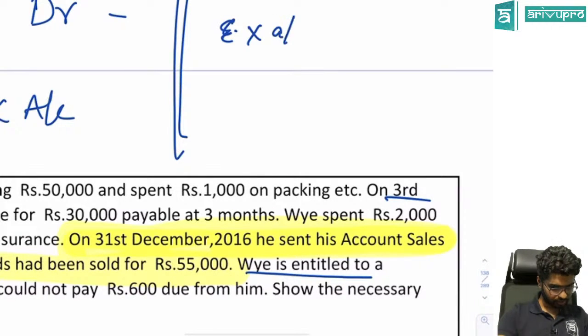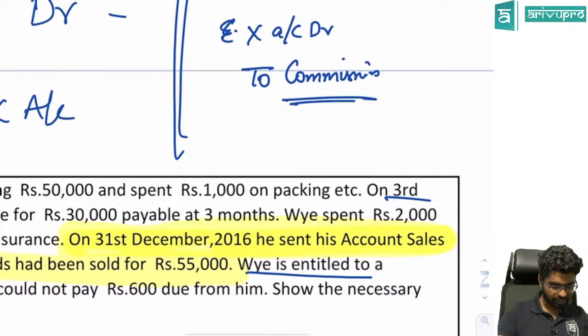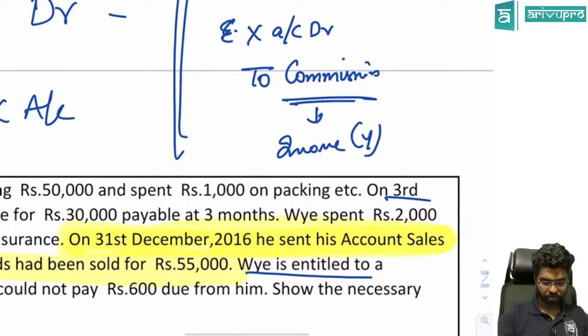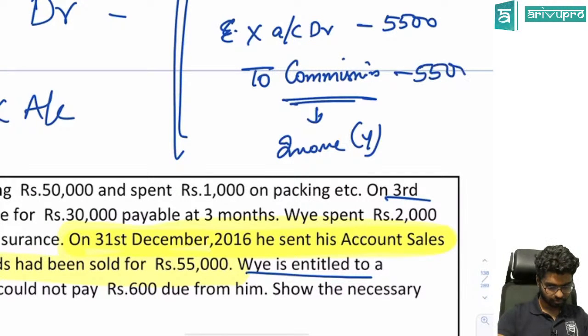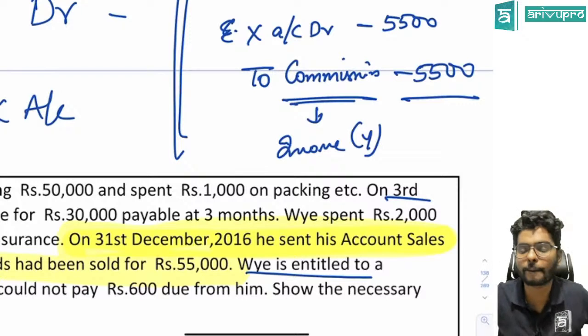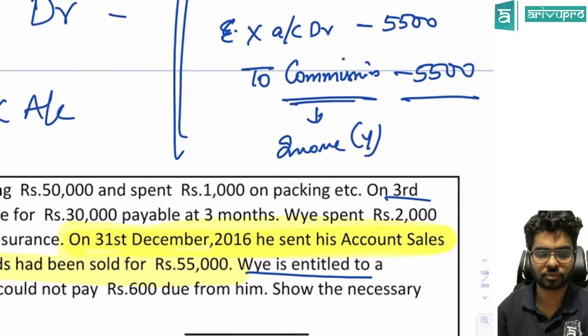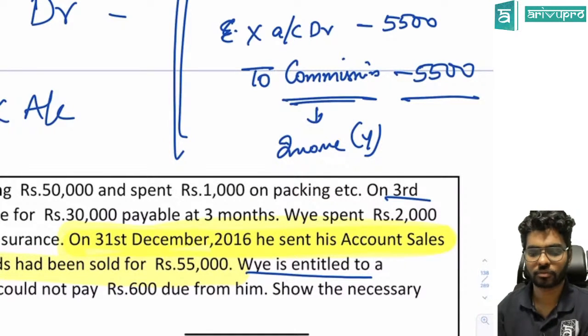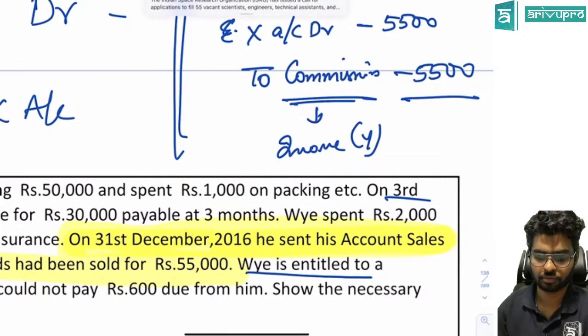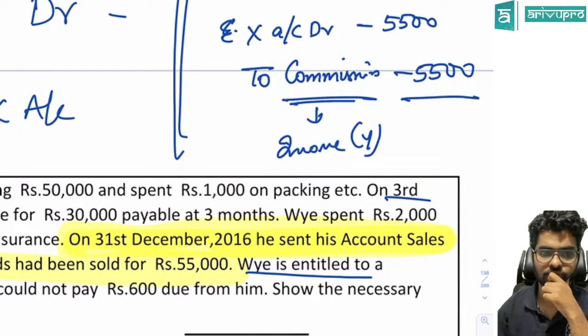Correct. X account debit to commission. Because commission is an income for Mr. Y. Are you guys clear? Done. Last one.